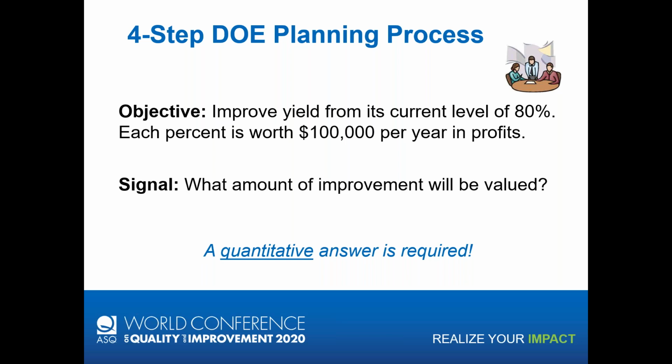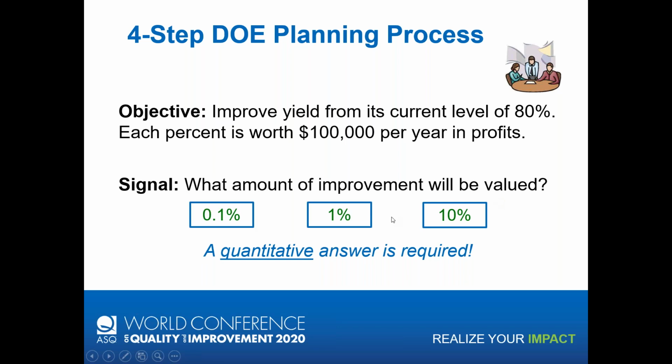Okay, 80% yield is awesome. Every percent increase is worth $100,000 per year in profits. So get a little financial information to be included in your decision-making process. What amount of improvement would be valued? And we have to make a quantitative decision.